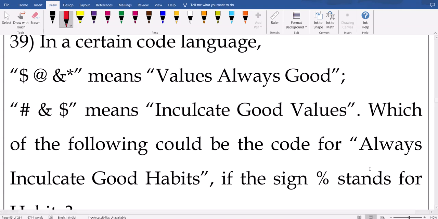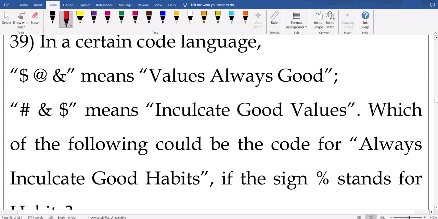Star is also disturbing us, right? I think star is not there, so you can ignore it. Star you can ignore, eliminate star in that. What is common in both is values.